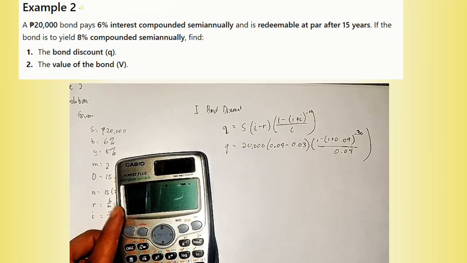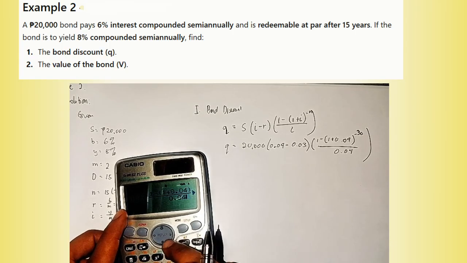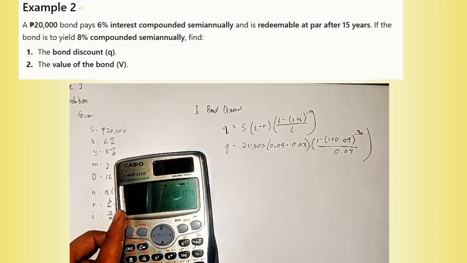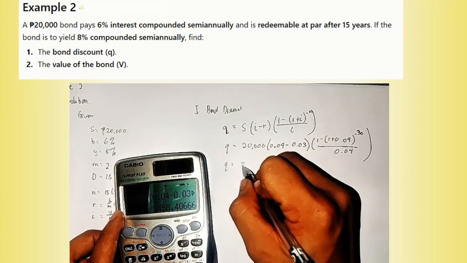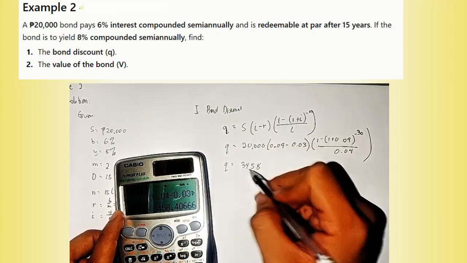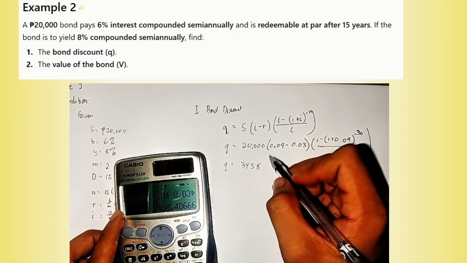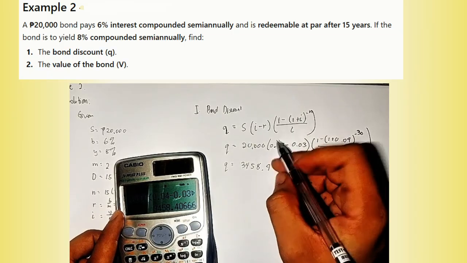20,000 times 0.04 minus 0.03, times 1 minus (1 plus 0.04) to the power of negative 30, over 0.04. So we have our bond discount is 3,458.41.